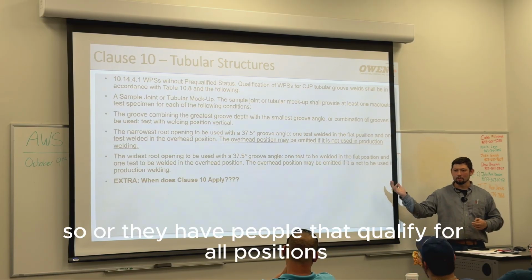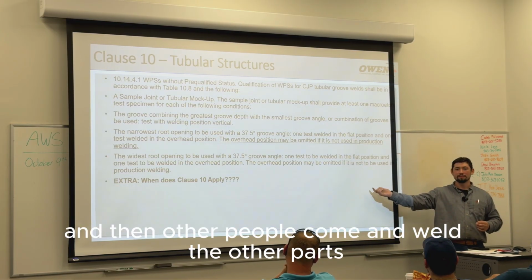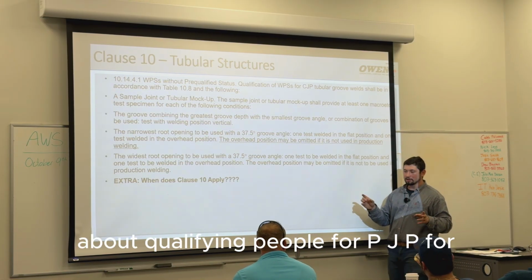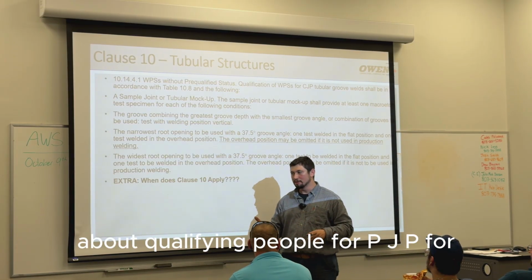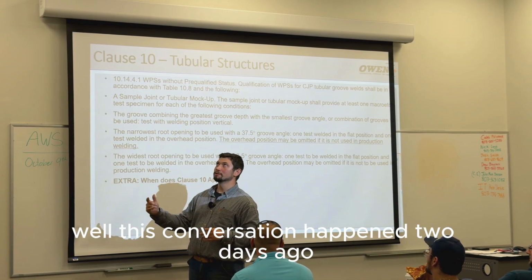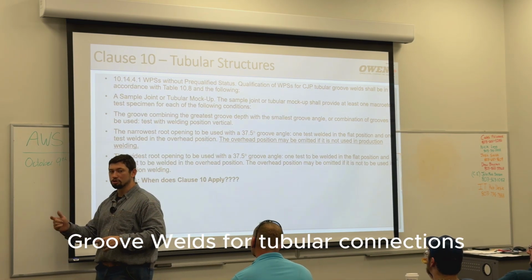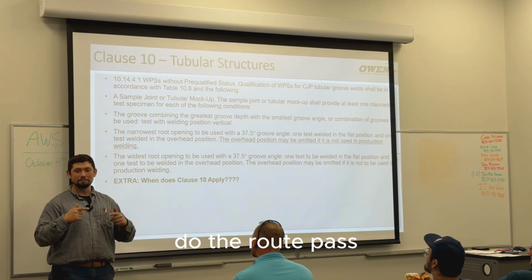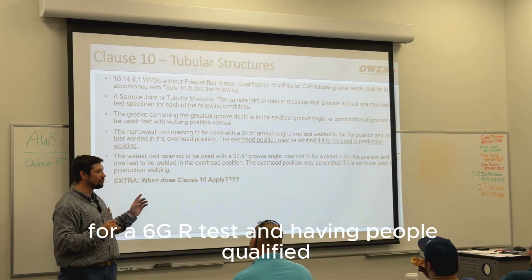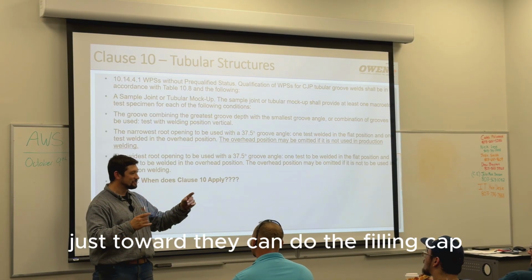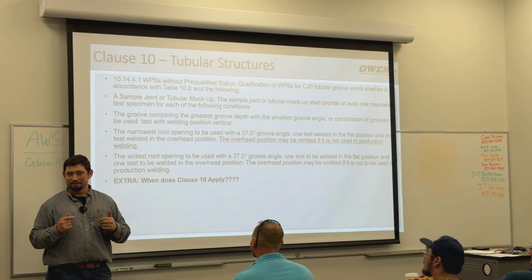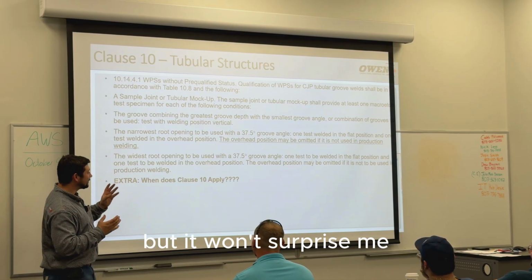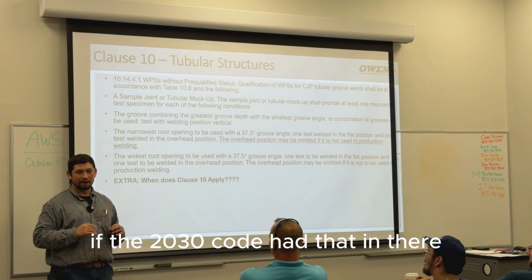Or they have people that qualify for all positions and they weld the overhead and then other people come and weld the other parts. It's kind of crazy. There's a lot of talk today about qualifying people for PJP groove welds for tubular connections, and qualifying other people to come in and do the root pass, because so many people fail on the root pass for a 6GR test, and having people qualified just to where they can do the fill and cap. How much paperwork do you want to do? You're telling me. But it wouldn't surprise me if the 2030 code had that in there.